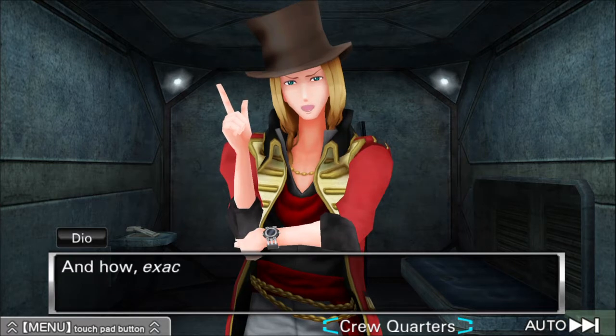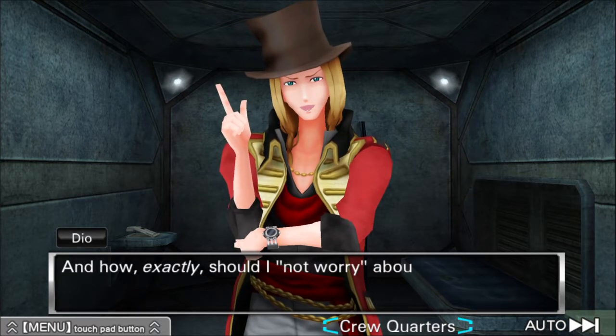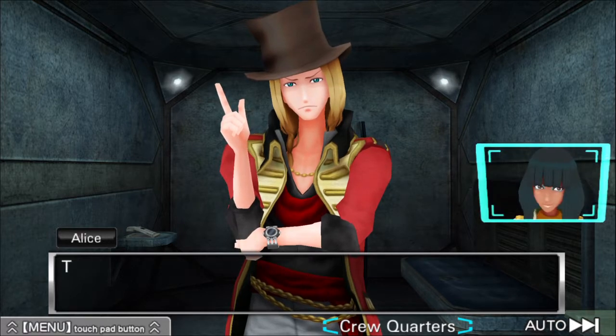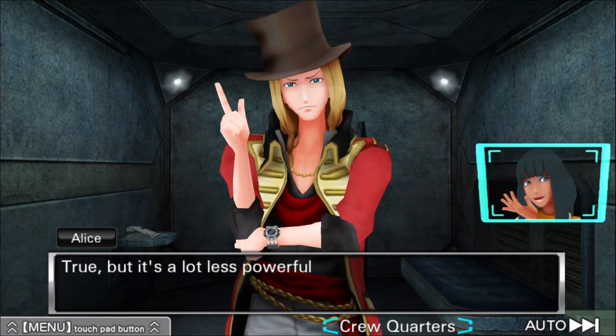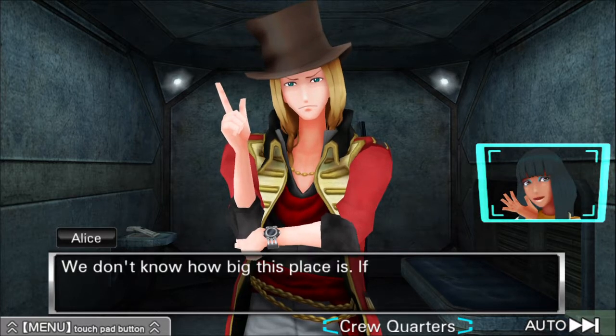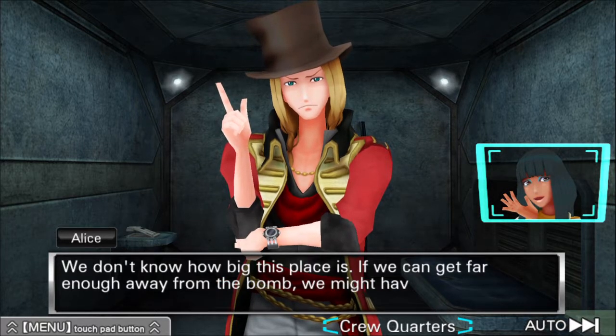And how exactly should I not worry about that? That's enough to blow up a 10-story building! True. But it's a lot less powerful than an atomic bomb. We don't know how big this place is. If we can get far enough away from the bomb, we might have a chance of survival.